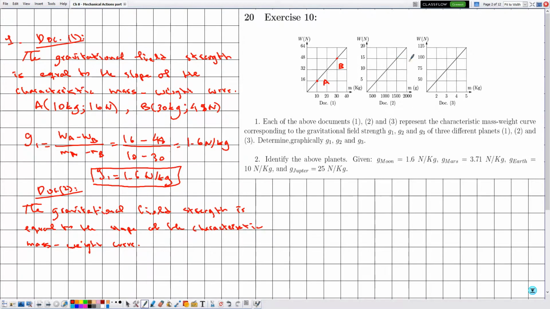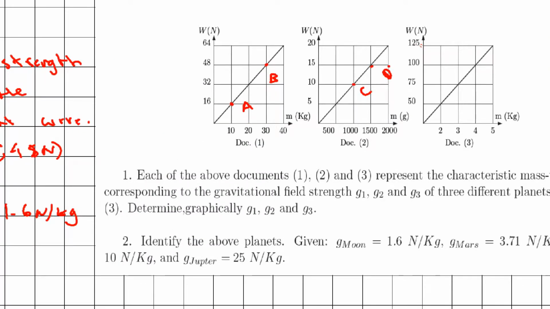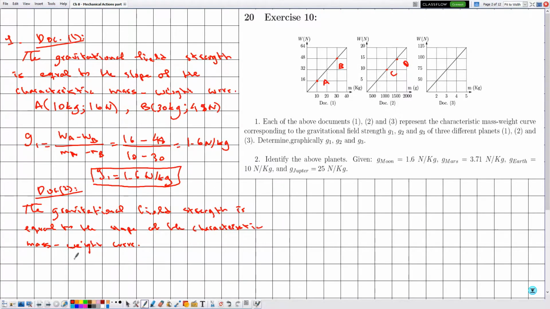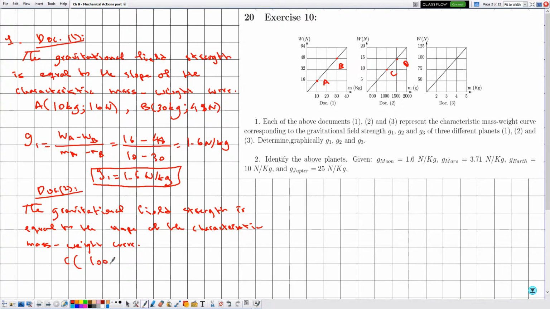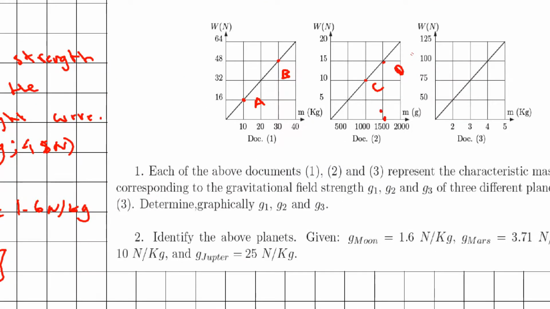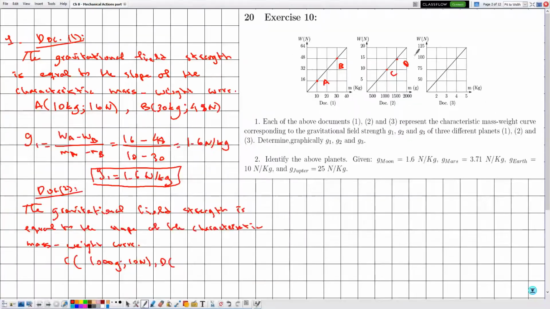And now we need to choose 2 points. So let me in this case choose this is the point C and this is the point D, just to prove that the result is independent of the choice of points. Now the coordinates of the point C are given by 1000 grams and 10 newtons. As for the point D, it's given by 1500 grams and 15 newtons.